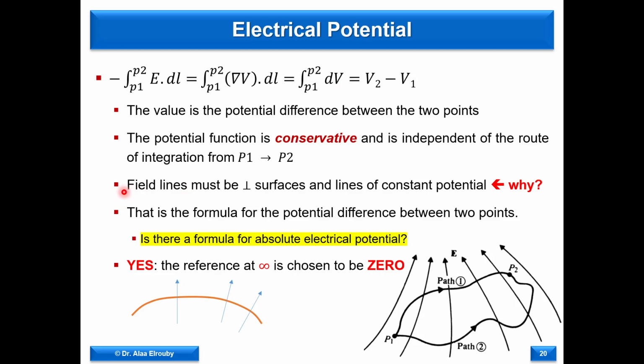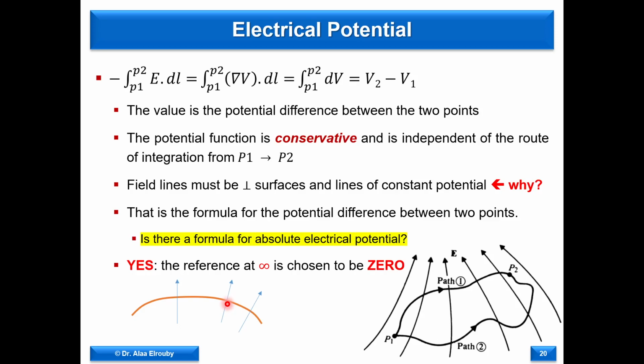Also, from the introduction of this electric potential function, we can prove that the field lines are always perpendicular to the surface of constant potential. Why is that? We need to think about this. If this line here is an equipotential line, which means any point on this line has the same potential, we are saying that the electric field must be normal to this line. Why is that? If we have this point here on the line and this point here on the line and they are very close, let us assume this distance is delta L.